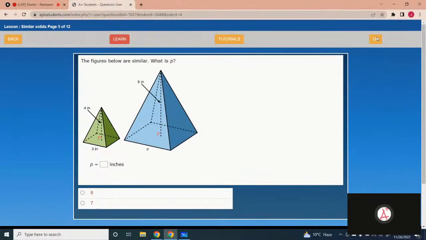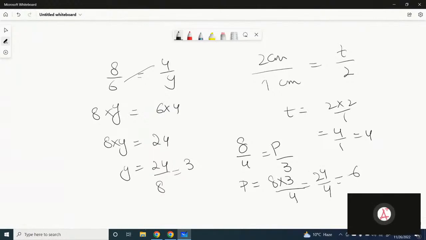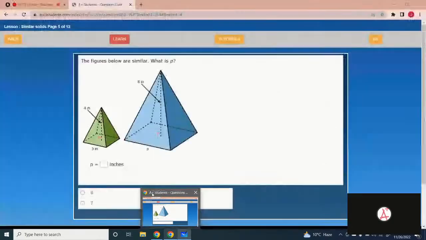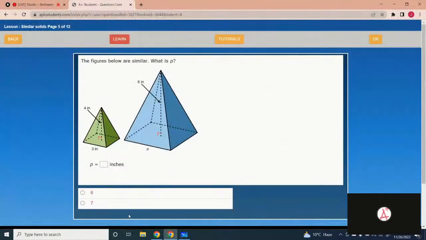Okay, it would be 8 over 4 and p over 3. So when you solve it for p, it would be 8 times 3 divided by 4. 8 times 3 is 24 and 24 divided by 4 is 6. So that means the missing side is 6. Just select the correct option and click on the OK button.